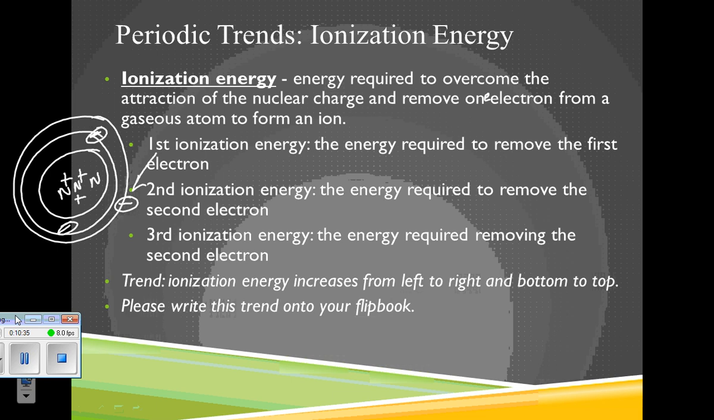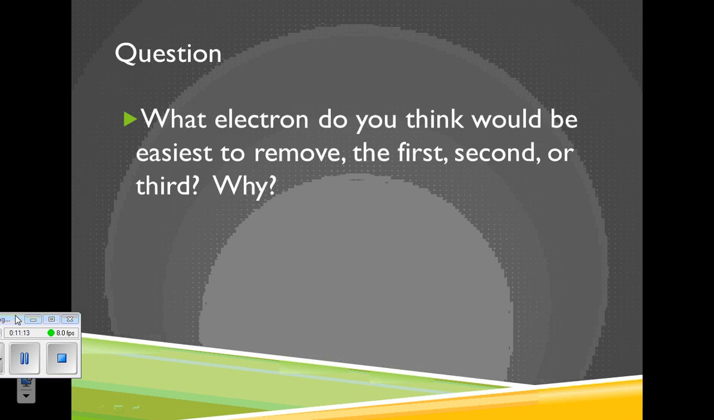The trend for ionization energy is that it increases as we go from left to right, and it increases as we go from bottom to top. And so if this is our periodic table, a basic square, we're going to have more ionization energy as we go from left to right, and more as we go from bottom to top. So my highest ionization energy would be up there in the right-hand corner. We're going to put that in our flip book when we're in class. Let's move on and finish working on the notes.